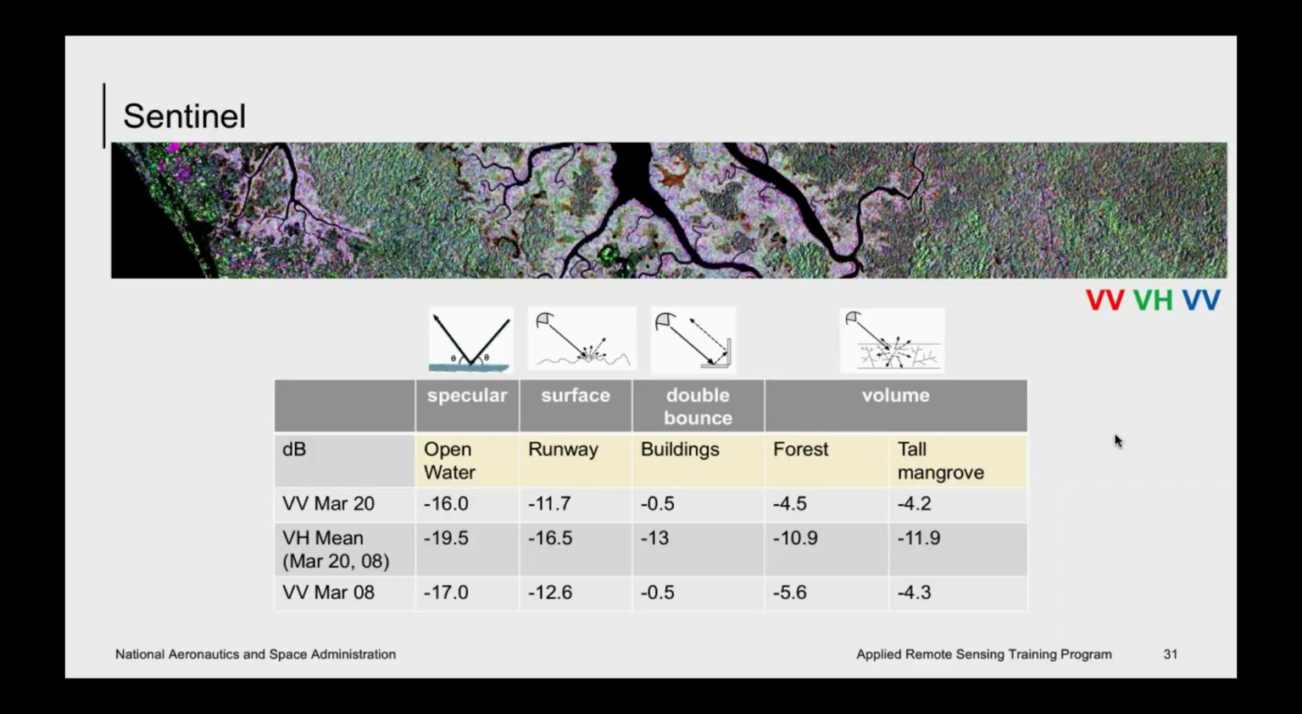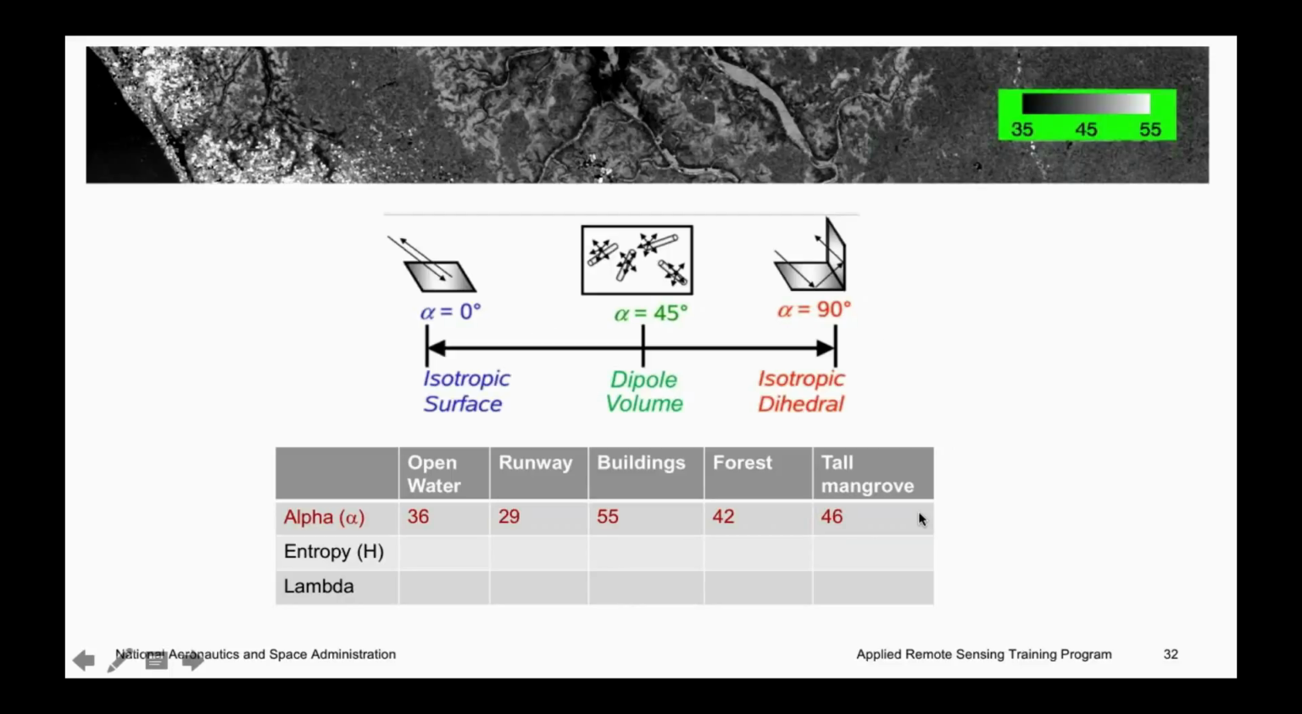So let's look at the decomposition results for UAVSAR now. First we can look at alpha results, and remember alpha is an angle, and values can range between 0 and 90. We don't have the full range here. In order to get an alpha closer to 90, you have to have an ideal scatterer, something like a metal plate. So the values get up to 55 in this scene. And what you see is the open water has low values, as well as the runway. They're not perfect surfaces, but they're closer to being a surface.